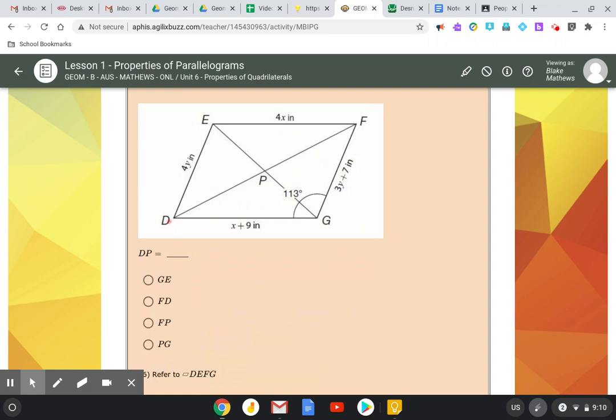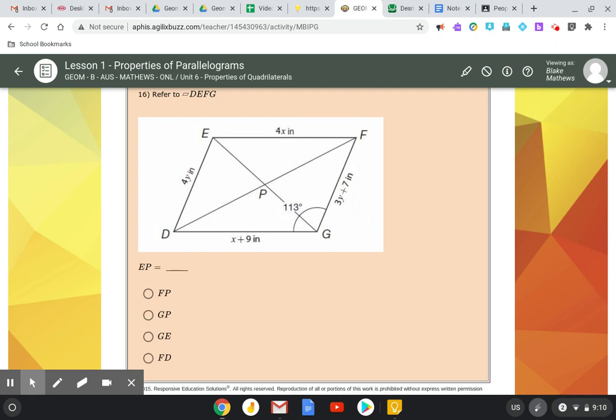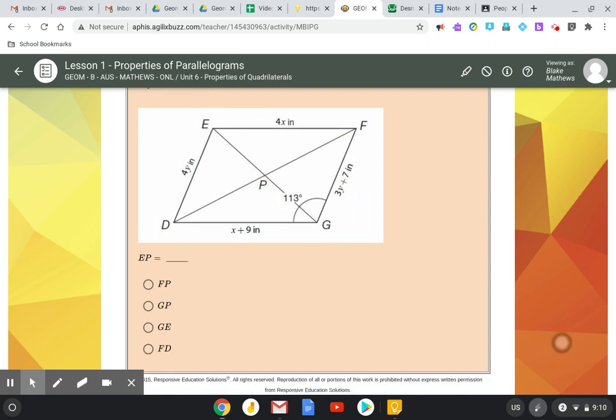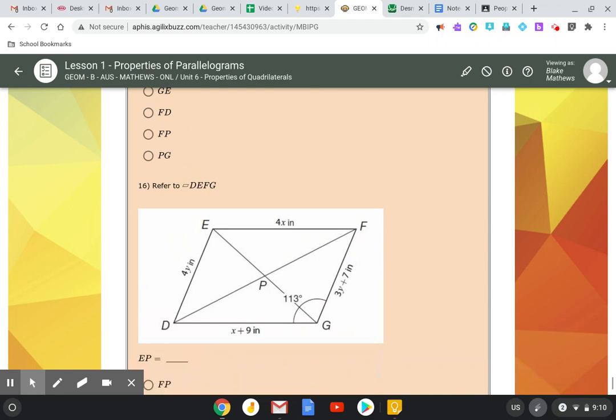Lastly, DP. DP is equal to what other part? Well, we know the diagonals bisect each other, so you should be able to know what DP is going to be equal to. If this is being cut in half by this, DP has to be equal to some other part. Same thing with this. EP is equal to what? Well, if this is being cut in half, EP, it should be obvious to you what other part is equal to EP. That's very similar to what I did on my examples. And that gets us through lesson 1.